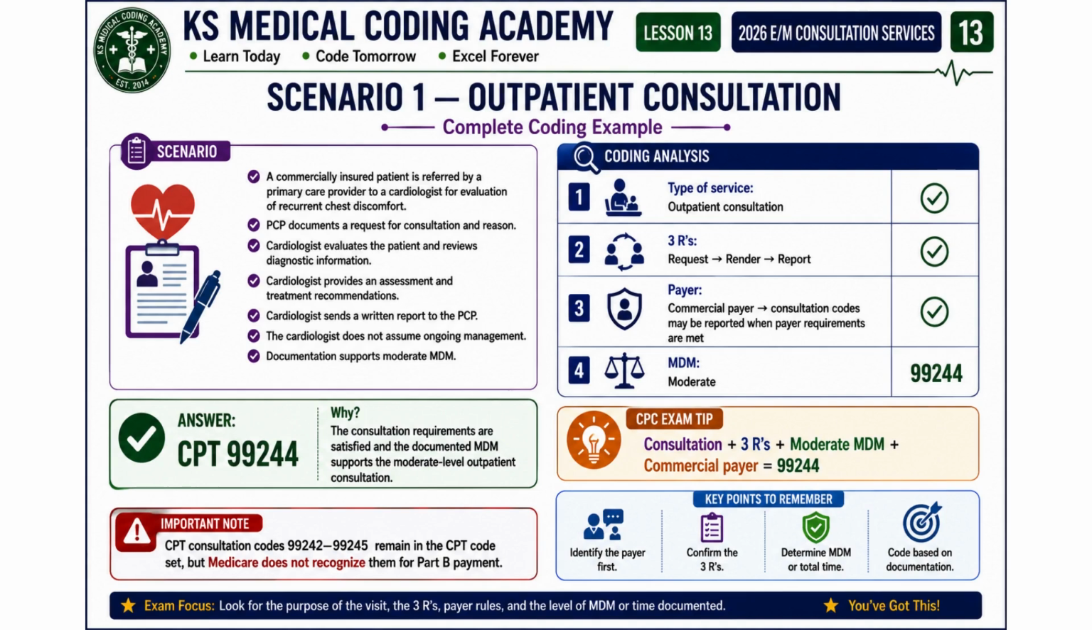For the CPC exam, look for 4 important clues: the purpose of the visit, the 3 R's, the payer, and the documented MDM or time. Remember, a referral alone does not automatically make a service a consultation. Always analyze what the consulting provider actually did and whether the consultation requirements were met.